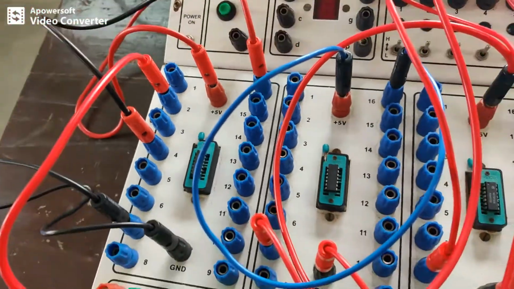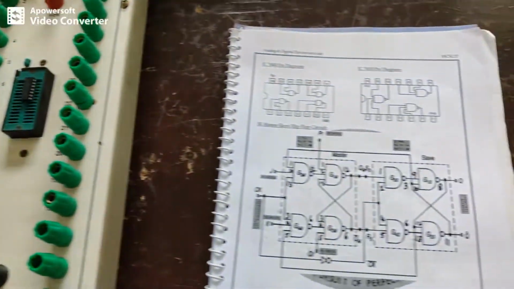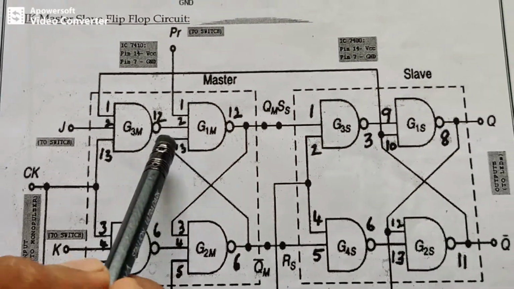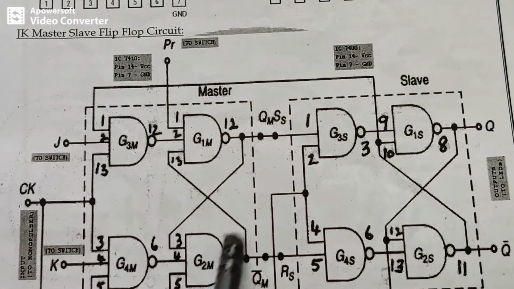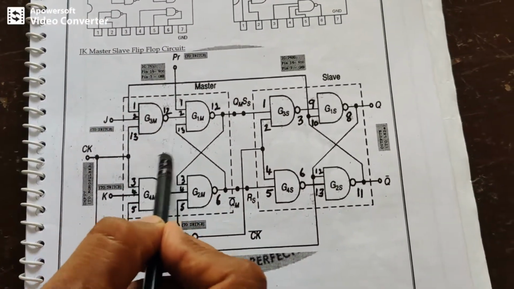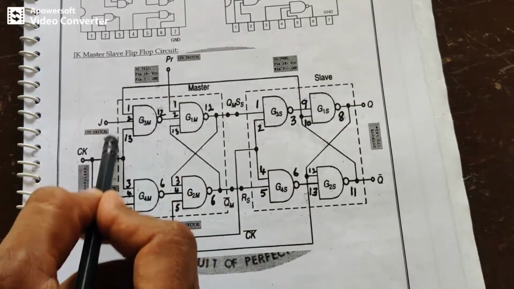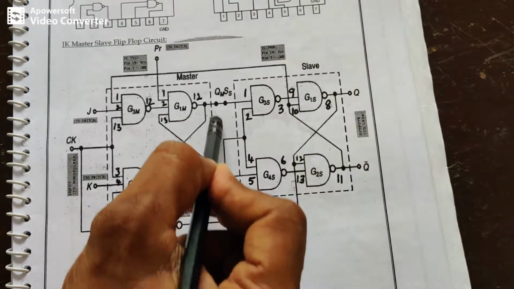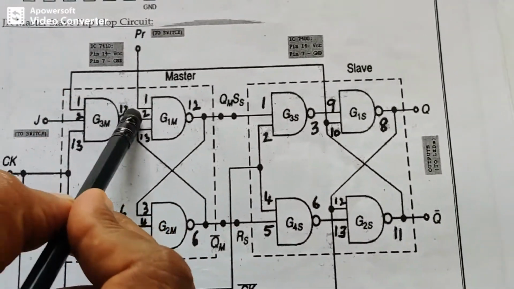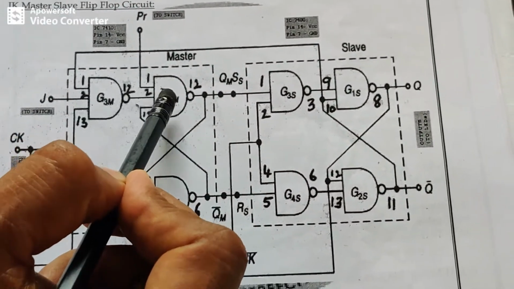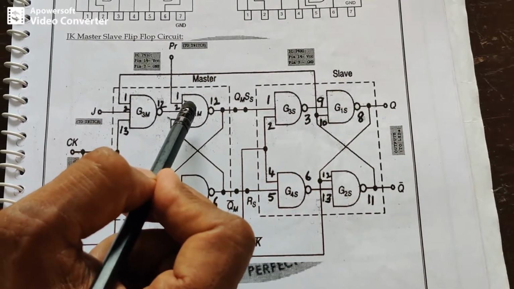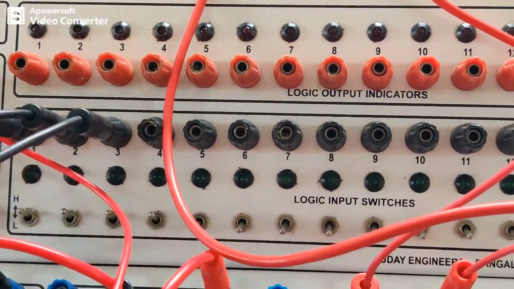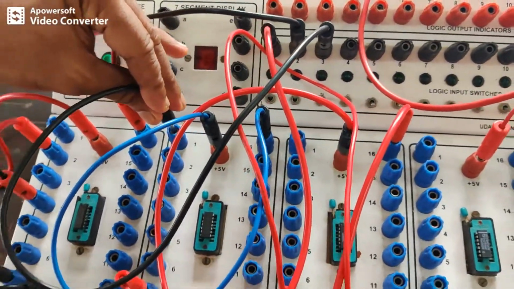Now we will connect preset. You can see here preset is connected to pin number 1 of the second IC, the second IC meaning 7410. We are using two 7410 ICs. These two gates come under one IC, and these two gates come under one more IC. So now preset goes to pin number 1 of the second IC, that is 7410. Here you can see I will take one more signal. This is preset, and that goes to pin number 1 of the second IC.